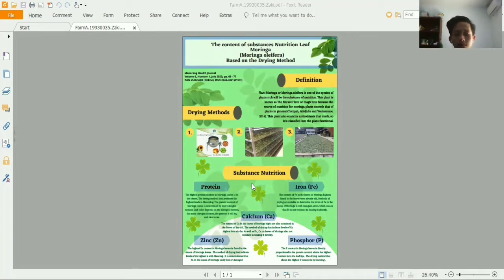Second, iron. The function of iron is as a constituent of chlorophyll. So there is a correlation between the availability of iron and the levels of chlorophyll in plants. Based on the age of the leaves, the highest iron concentration was in the old leaf group, and the lowest was in the shoot leaf group, because iron in the leaf is part of chlorophyll.